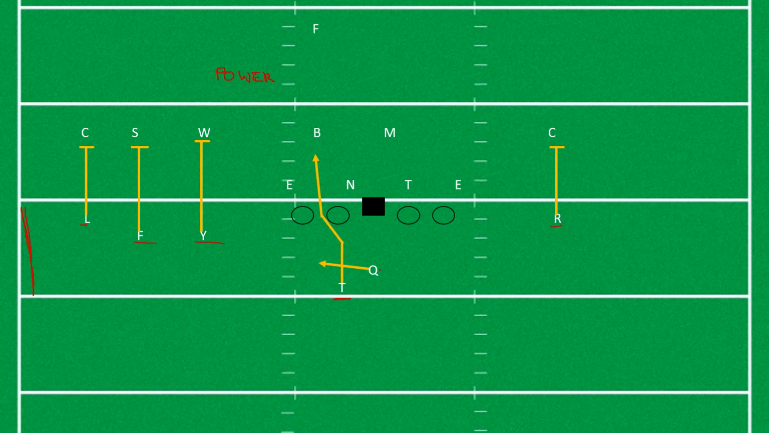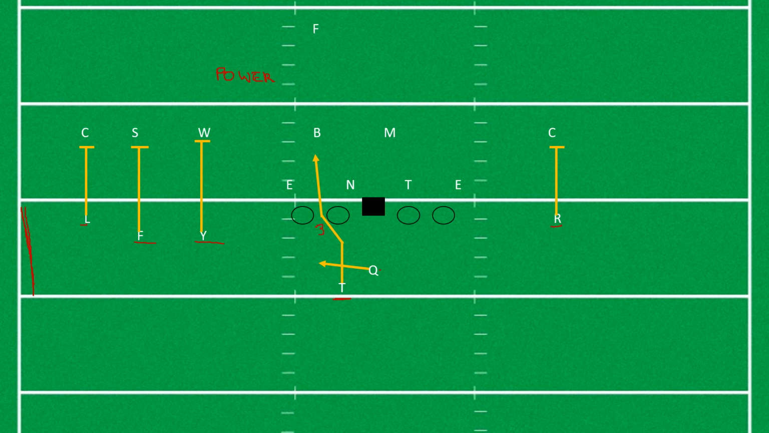The tailback takes a drop step, so he takes a step back to try to lower his shoulders and give the lineman time to set up their blocks. Then, after he receives the snap, he's going to be running through the 3-hole.